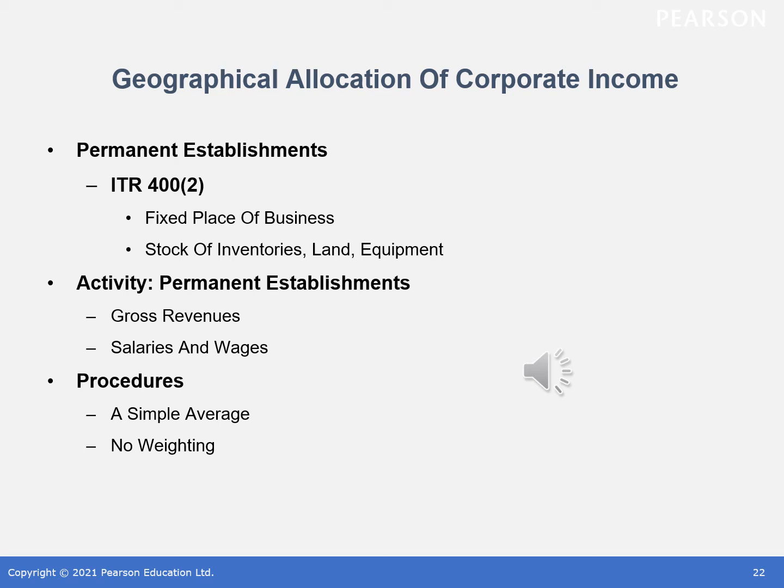This is where an organization has permanent establishments in various provinces across the country, and is specifically related to if they have a fixed place of business, whether they keep stock in those specific provinces or own land or equipment in those. It's also based on activity in those permanent establishments, and it's based on gross revenues and salaries and wages as two key drivers. It's a simple average of the two in relationship to the gross revenues earned by those provinces or by those locations. A good example can be walked on page 593 of the text, but we'll walk through one here as well.